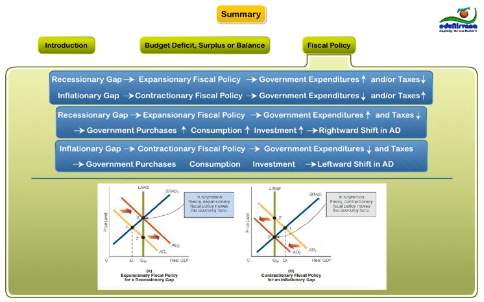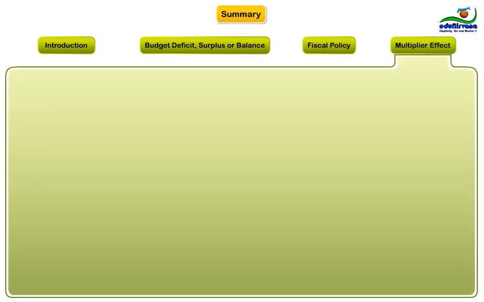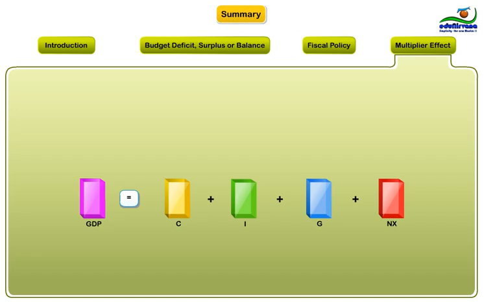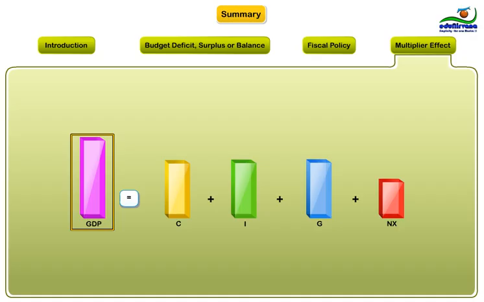Contractionary fiscal policy. Inflationary gap. Contractionary fiscal policy. Government expenditures decreases and/or taxes increases. Government purchases decreases. Consumption decreases. Investment decreases. Leftward shift in aggregate demand.